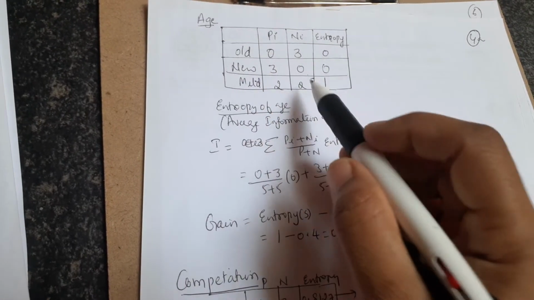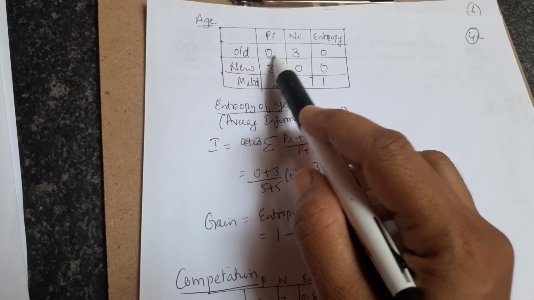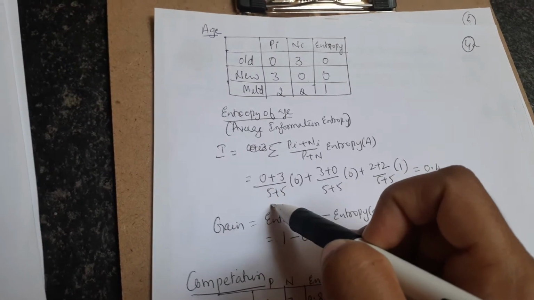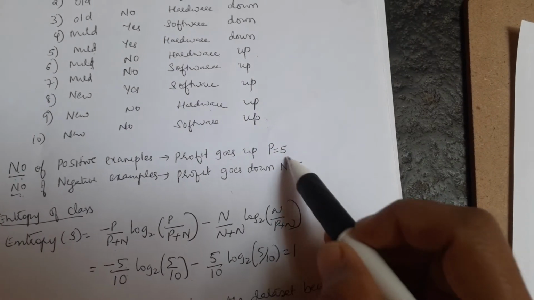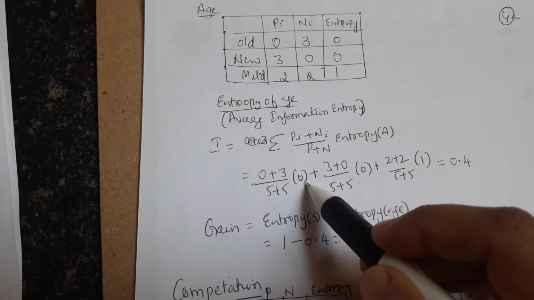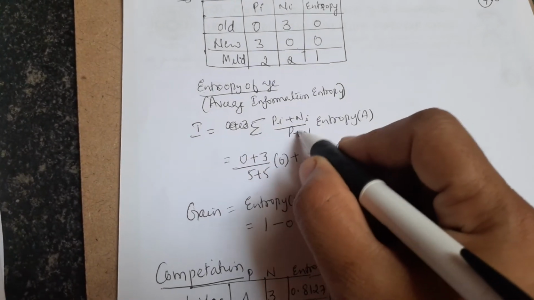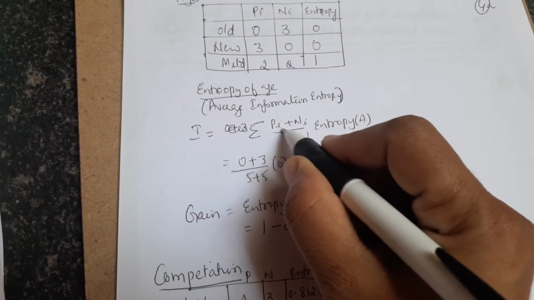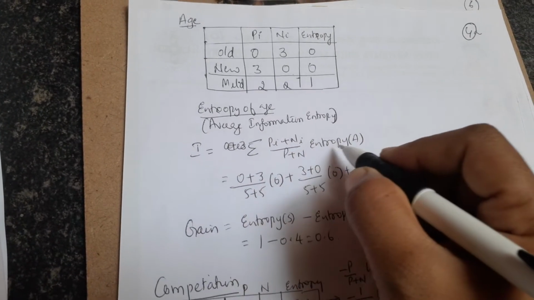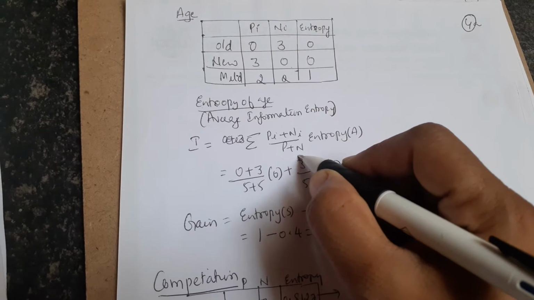Here the positive and negative examples are 0 plus 3, divided by the total number of positive and negative examples in the data set. How many positive and negative in total? 5 and 5, so 5 plus 5 is 10. The formula is P plus N divided by P plus N, for every classification type in the age attribute. This is the total positive and negative examples.